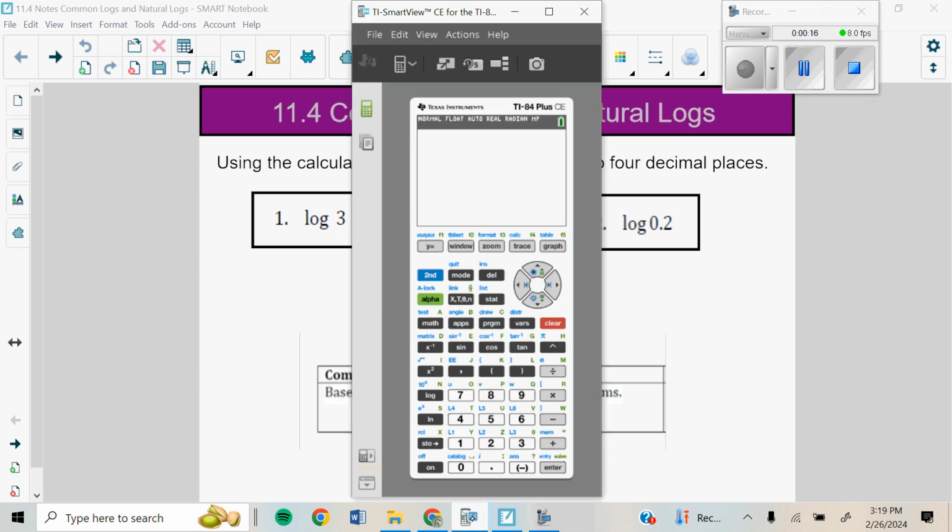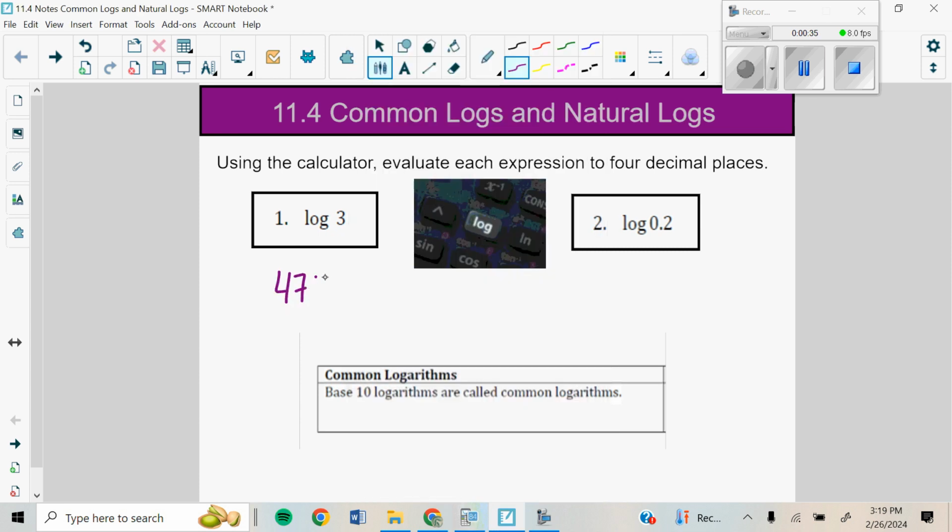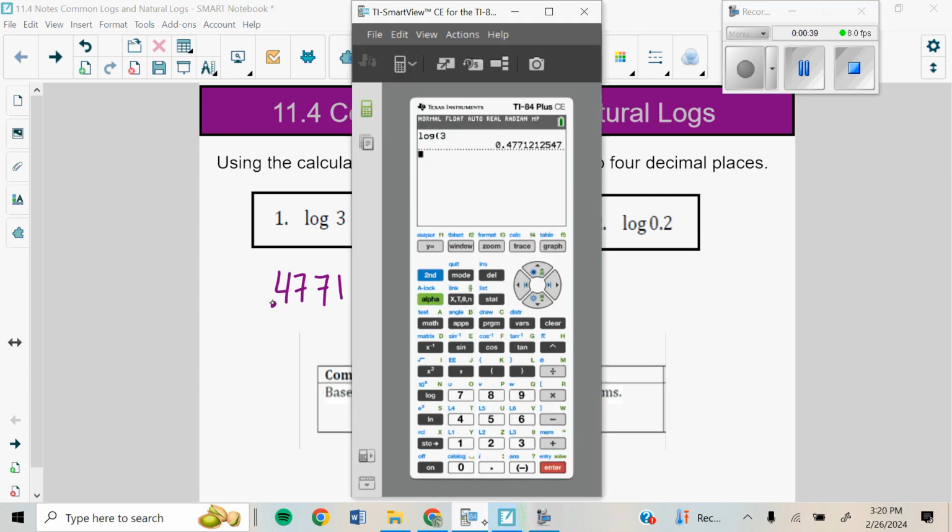Our first problem, we're going to just type in log 3. So find your log button, and then 3, and hit enter. Let's go ahead and round to 4 decimal places. So we're going to say 0.4771. And now we're going to put in our log of 0.2.